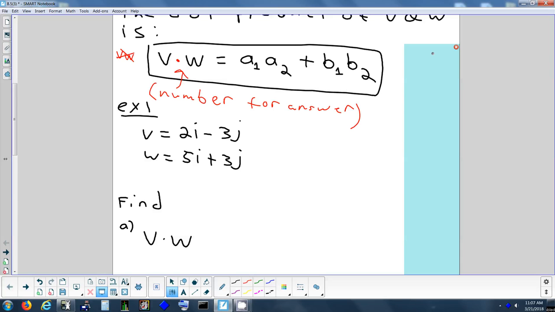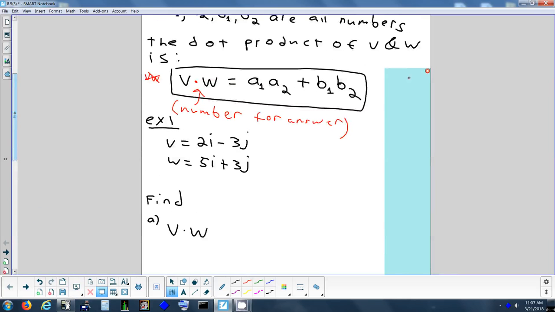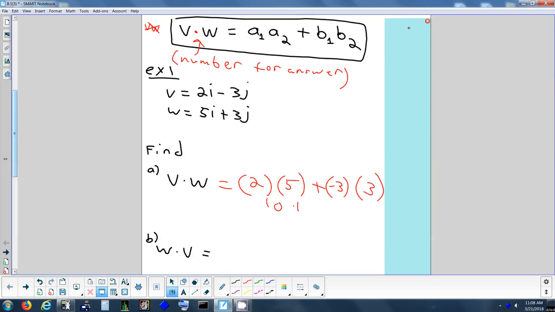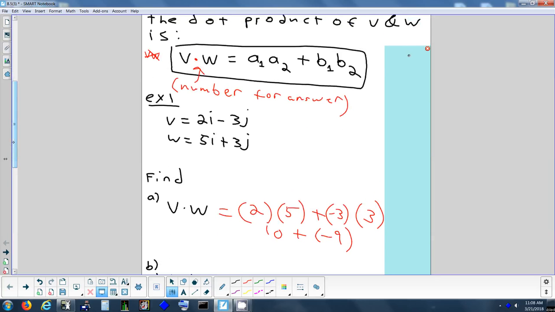So let's go through and see if we can find the dot product. So Myri, what are going to be the first two numbers I multiply together? A1 and A2, which in my problem are 2 and 5. So we're going to do 2 times 5 plus, and Casey, the next two numbers? Negative 3 and 3. 2 times 5 is going to give me 10. Negative 3 times 3 is negative 9. So what's the dot product of V and W?